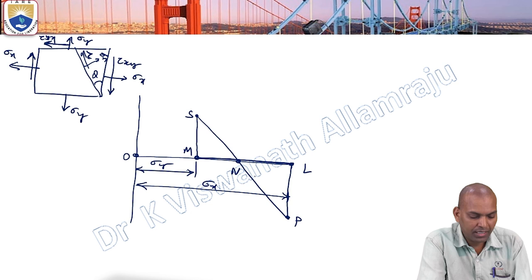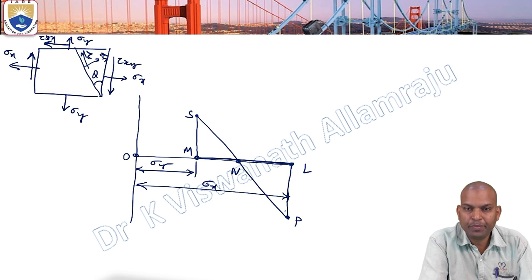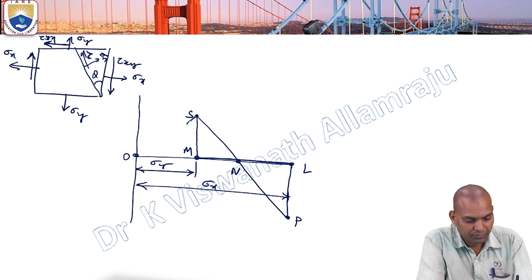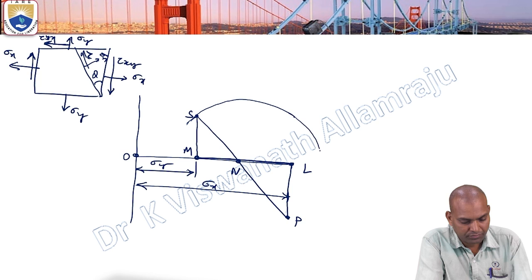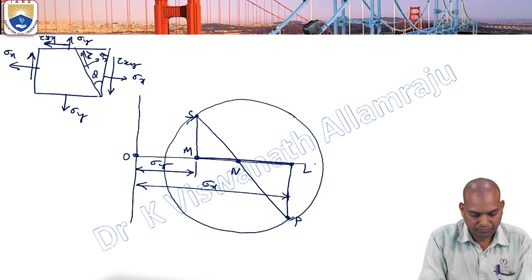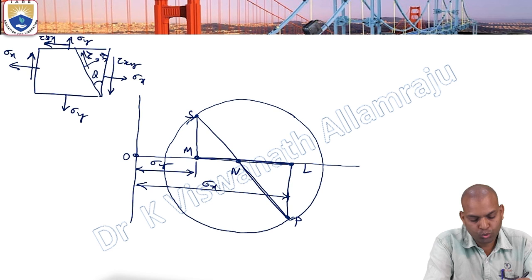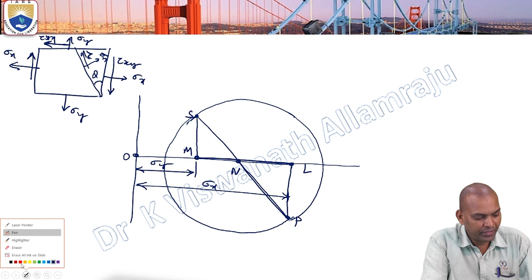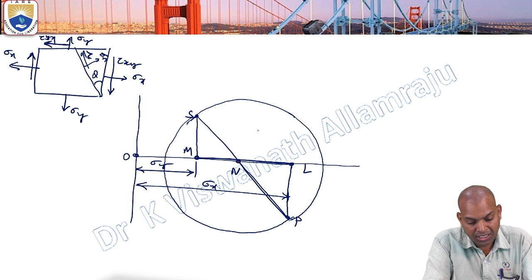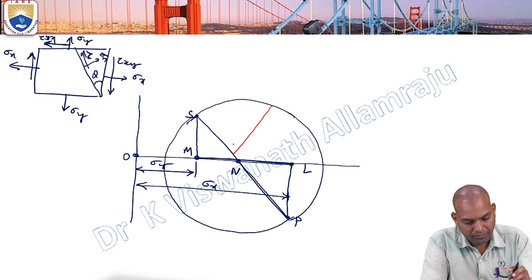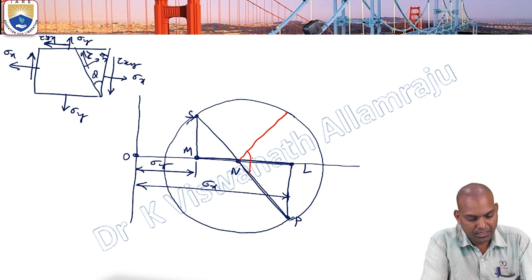Then take a radius of NS or NP and draw a circle. From NP as the base, consider the 2 theta angle of inclination. Draw an inclined line at 2 theta. This is marked as a point P.